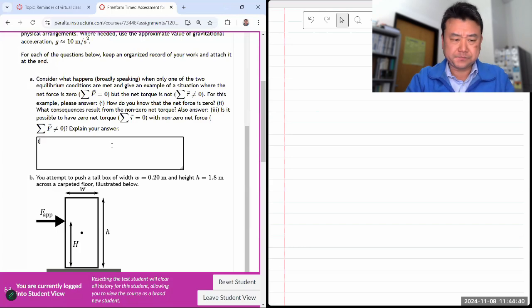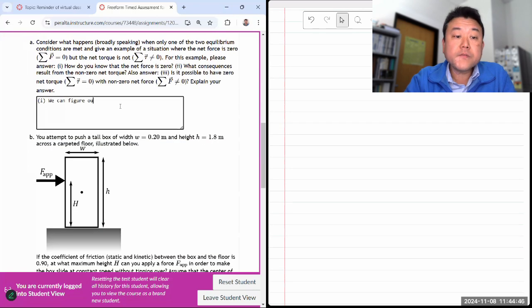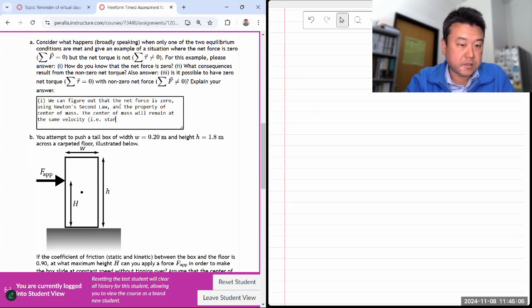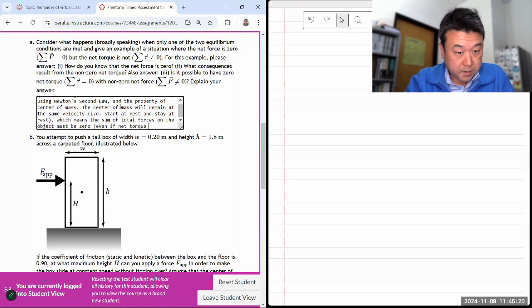So I think I can just type it in. We can figure out that the net force is 0 using Newton's second law and the property of a center of mass. The center of mass will remain at the same velocity, i.e. start at rest and stay at rest, which means the sum of the total forces on the object must be 0, even if net torque is not.